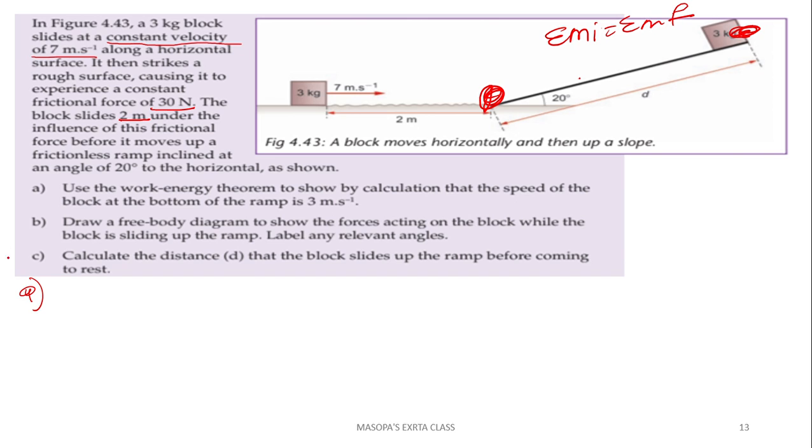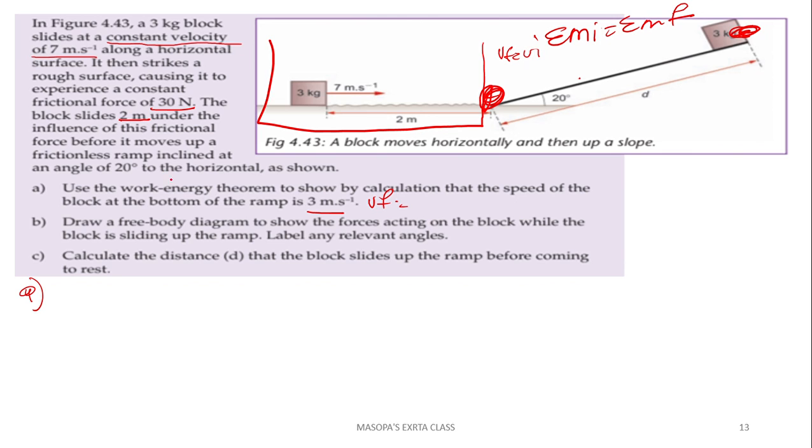So part A says that you must use the work energy theorem to show that the speed of the block at the bottom of the ramp is 3 meters per second. So this speed is the final speed, because we are dealing with this scenario right now. We are given the initial velocity of 7. Now we're going to look for the final velocity, which is the velocity the block will climb up the incline with.